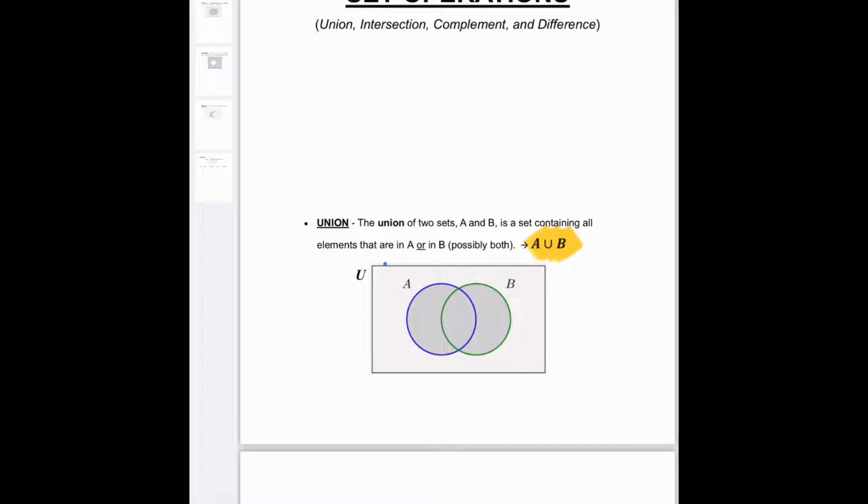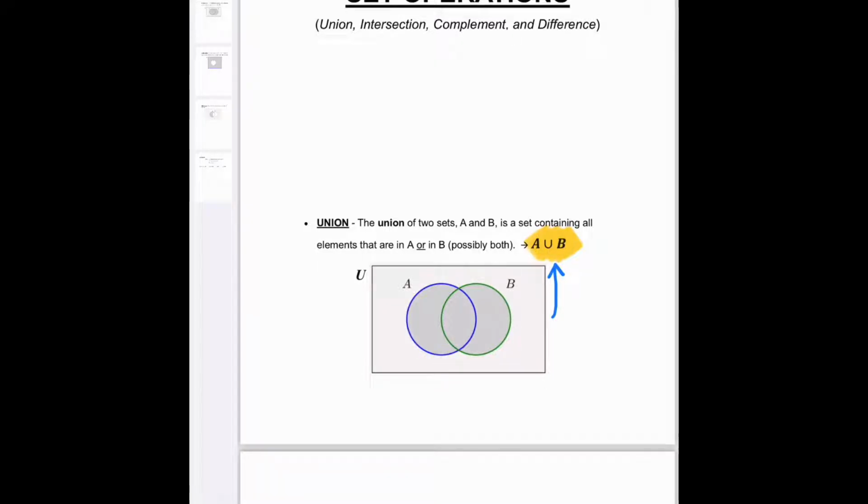Now, I have here the Venn diagram below. So I have here the circle for set A and this green circle for set B. And as you notice in the Venn diagram, the shaded regions or the shaded areas are actually where you can find all the elements that belong to the union of sets A and B.